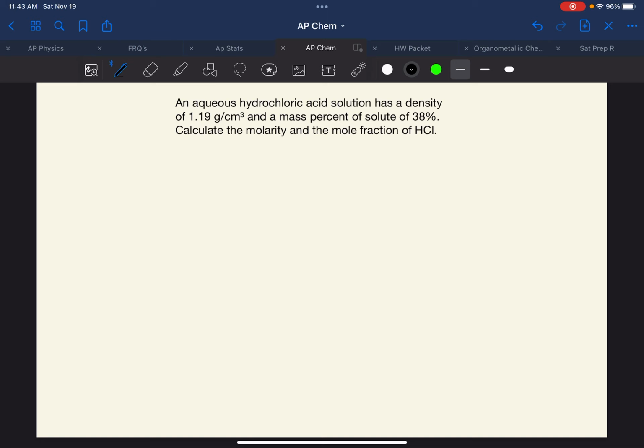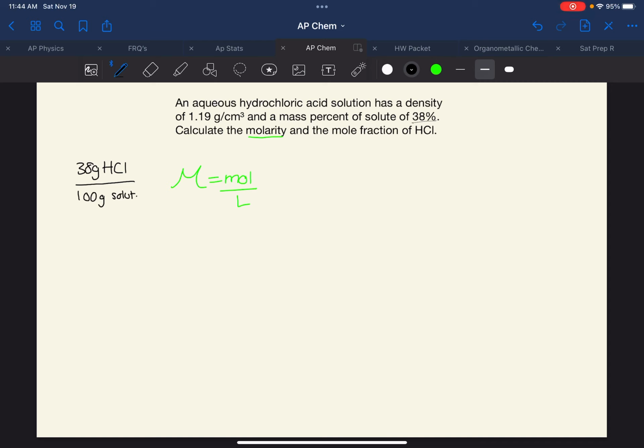So the first way I approach this problem is I start by saying that the 38% is equivalent to 38 grams of hydrochloric acid over the 100 grams of solution. This is what the 38% means. So now I need to solve for the molarity. Molarity is equal to moles over liters.